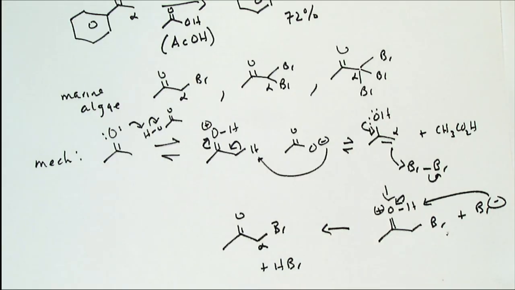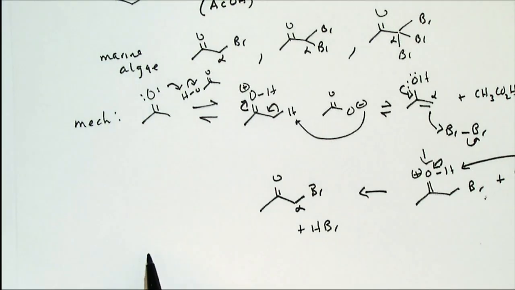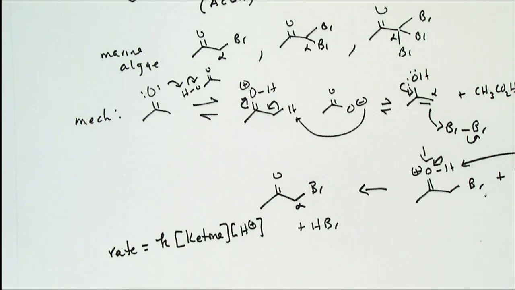You see that this reaction, in terms of the mechanism, we can just very quickly say that the rate law is rate is equal to the rate constant K times the concentration of the ketone, first order with respect to that, times the concentration of your acid, first order with respect to that, overall a second order reaction that happens here.